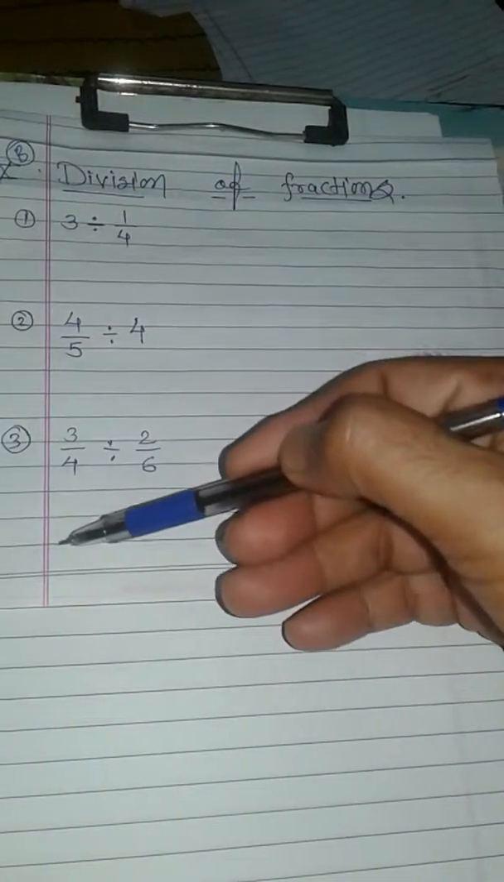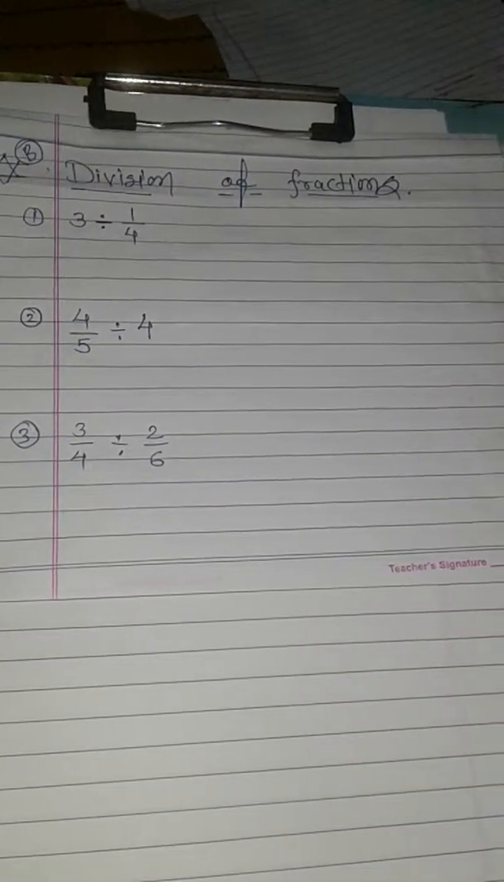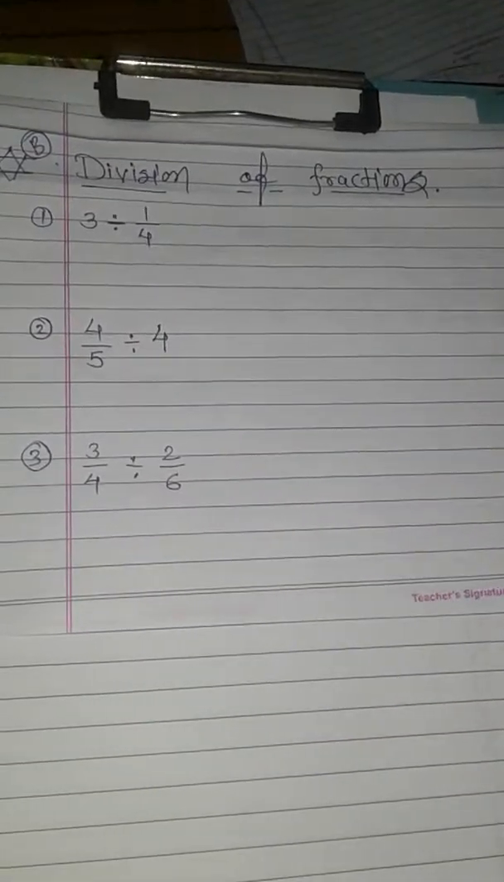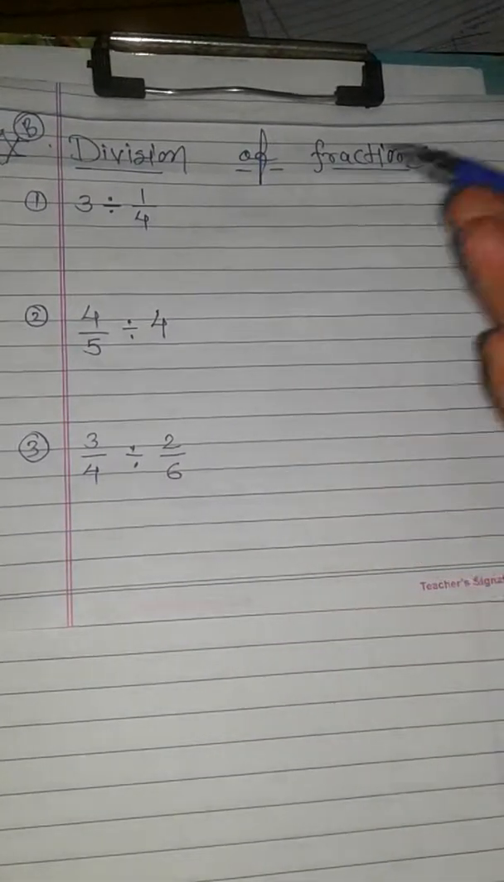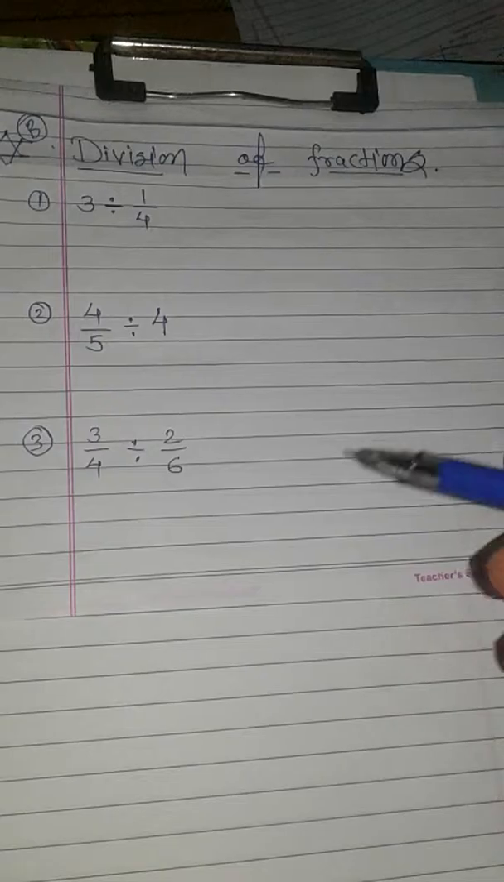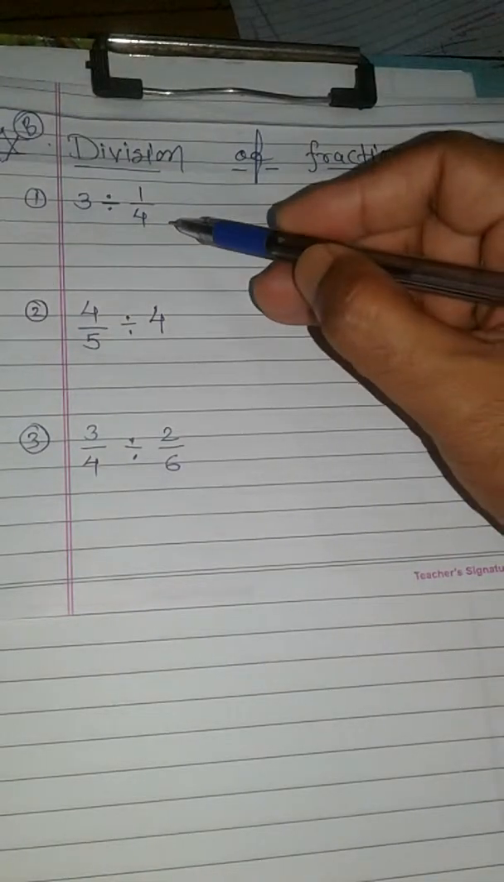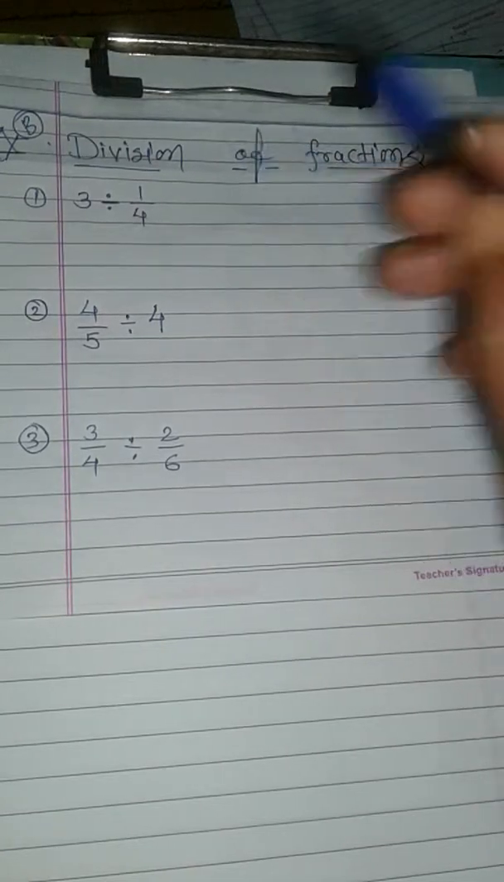Dear friends, following are the examples. We have taken 3 examples here for understanding purpose. Now, in multiplication we already learned numerator to numerator multiplication, denominator to denominator. But what happens in division? Division is nothing but the multiplication of the multiplicative inverse of the divisor.